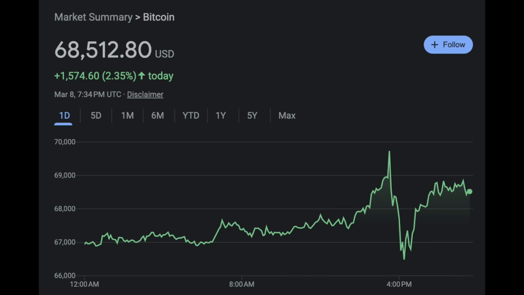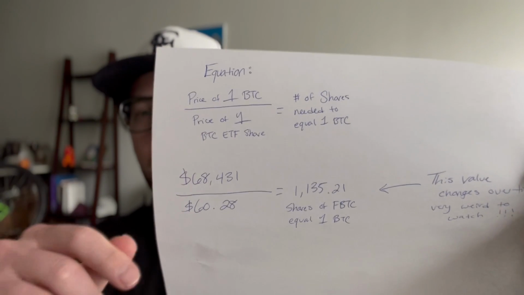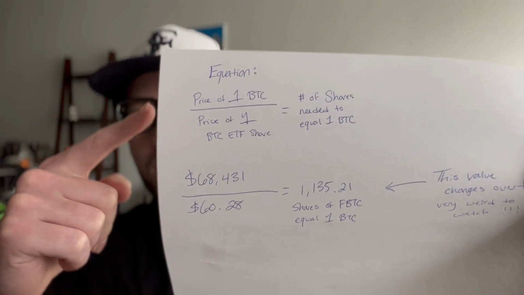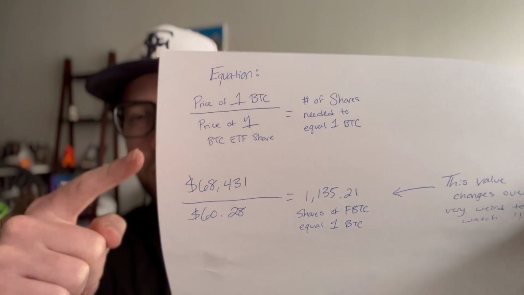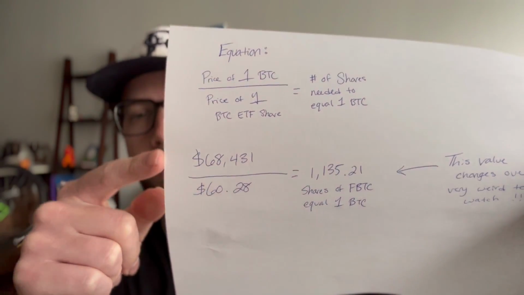The first way, and actually the easiest way, to calculate how many Fidelity Bitcoin shares you need to hold in order to equal one Bitcoin, is to take the price of one Bitcoin and divide it by the price of one FBitcoin share. You can do this with any Bitcoin ETF, but I put it on a little piece of paper right here for you. Take the price of one Bitcoin and divide it by the price of the Bitcoin ETF share. So here's our example.